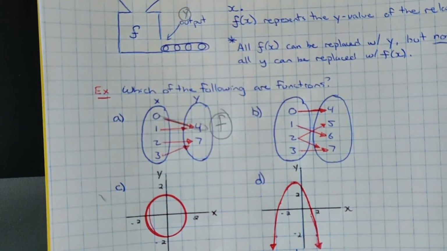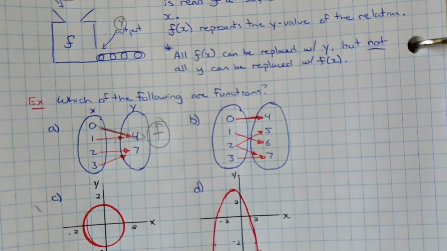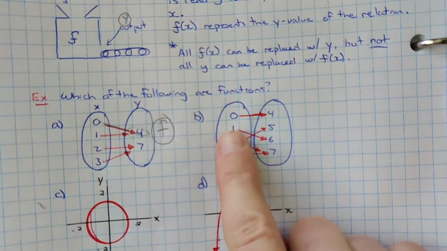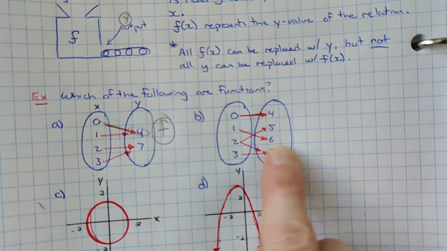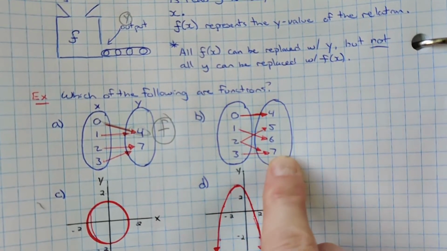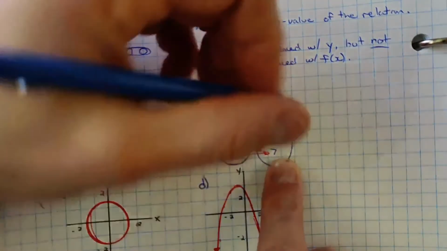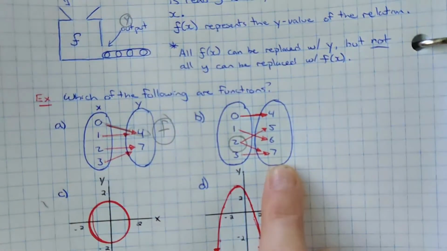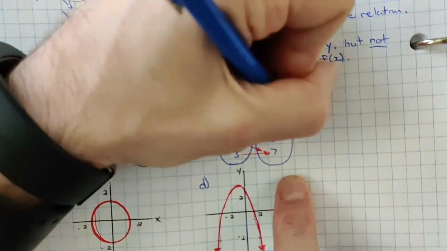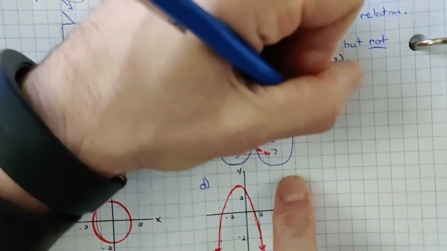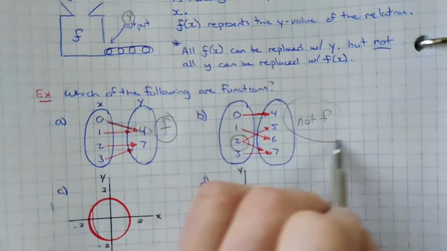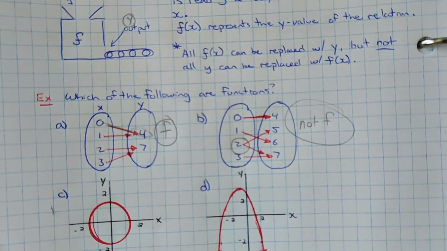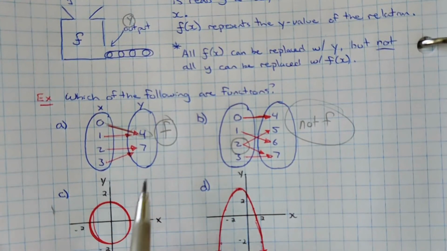In the second case, 0 maps to 4, 1 maps to 6, 2 maps to 5 and 7. Right there, because there are 2 lines coming off the 2, that is not a function. Okay? So 2 lines coming off the 2, not a function. Functions only map to a single value.